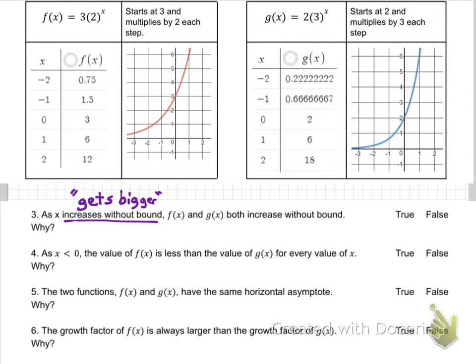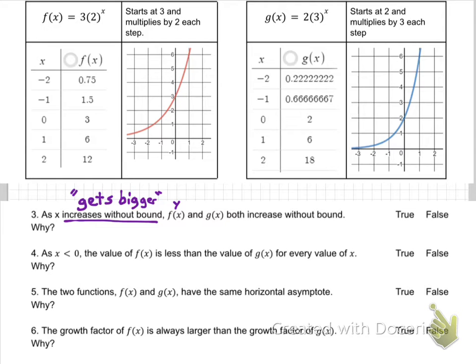So before you try to answer number 3, one thing I want to tell you is that as x increases without bound, that just means it keeps getting bigger and bigger, and there are no asymptotes. In other words, it doesn't get closer to something, but keeps on getting bigger and bigger forever.